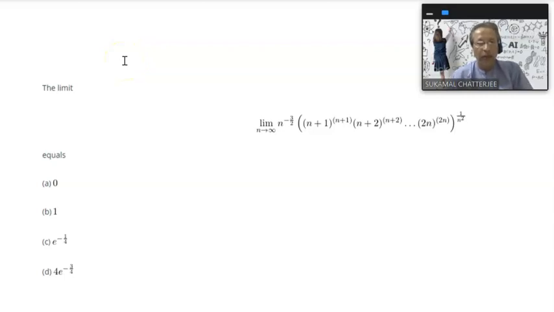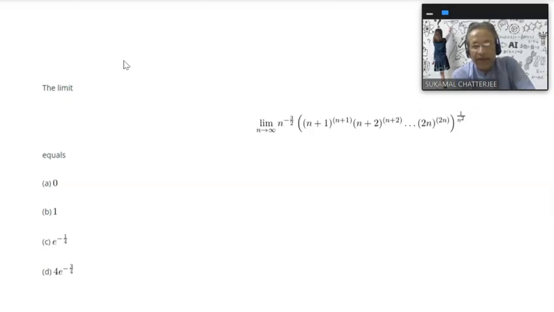We are doing the 2023 ISI B.STAT paper. This is question number 10. Here we are asked to find the limit of an expression which has n to the power minus 3 by 2 and the whole expression of n plus 1 to the power n plus 1 etc. to the power 1 by n square.